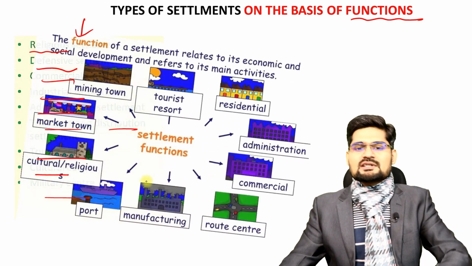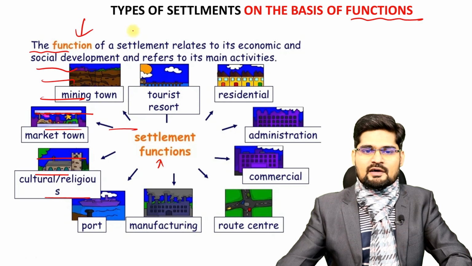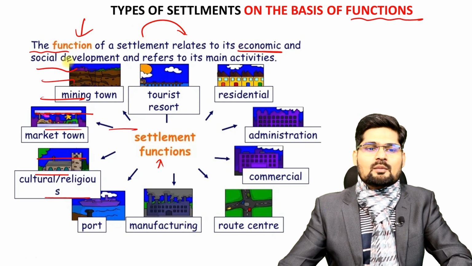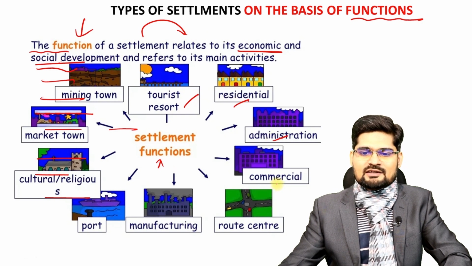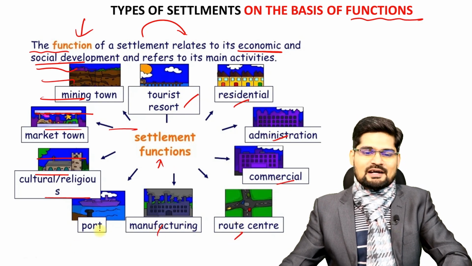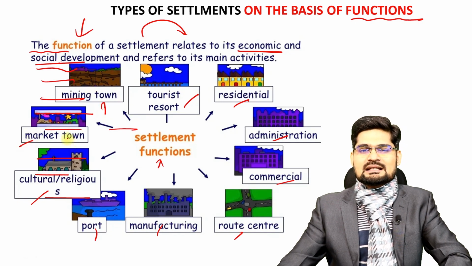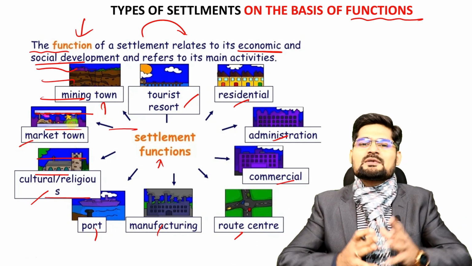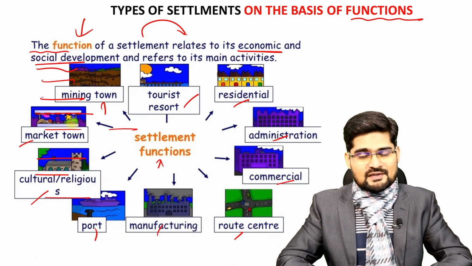So you can observe this particular settlement functions flow diagram here, where function of a settlement relates to its economic and social development. So tourist resort, residential, administrative, commercial, route center, manufacturing, port, cultural and religious centers, market towns, mining towns, right? And you can have several such examples from world and India, right? So this is functional classification of settlement.